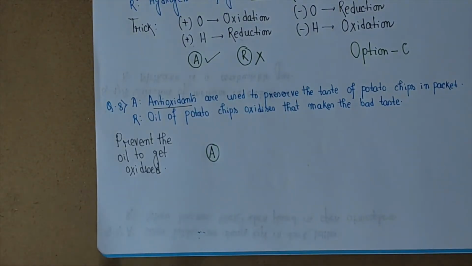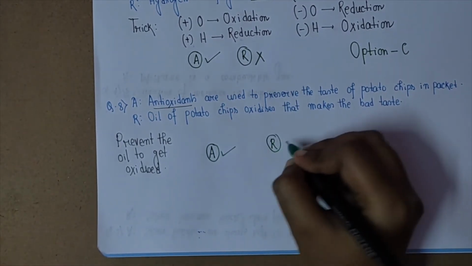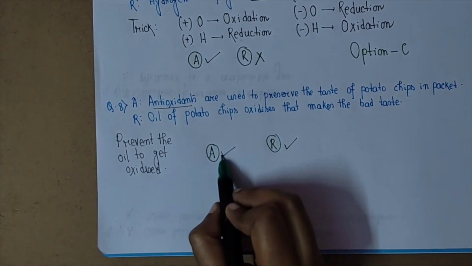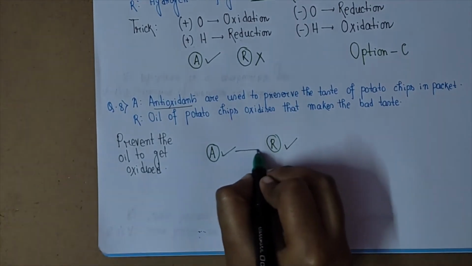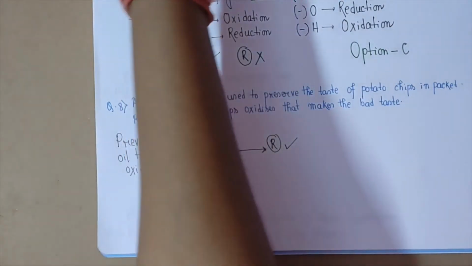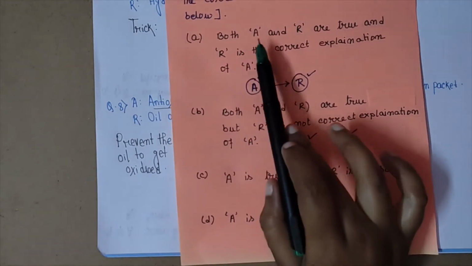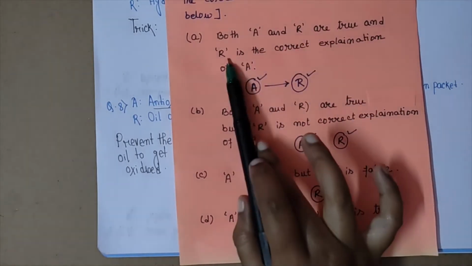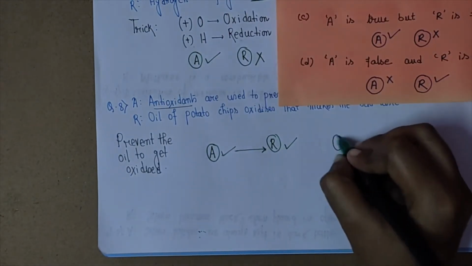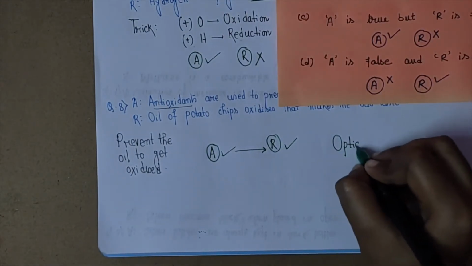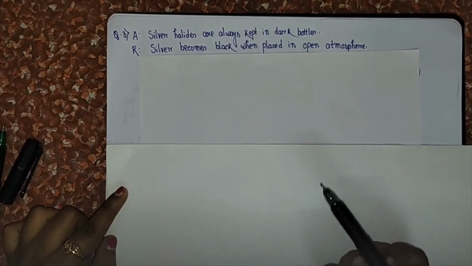So here the assertion is true, and the reason is also true, and the reason is the proper explanation of the assertion. Which option will you choose? Option A: both assertion and reason are true and R is the correct explanation of A. So we will choose option A. Move to the next question.